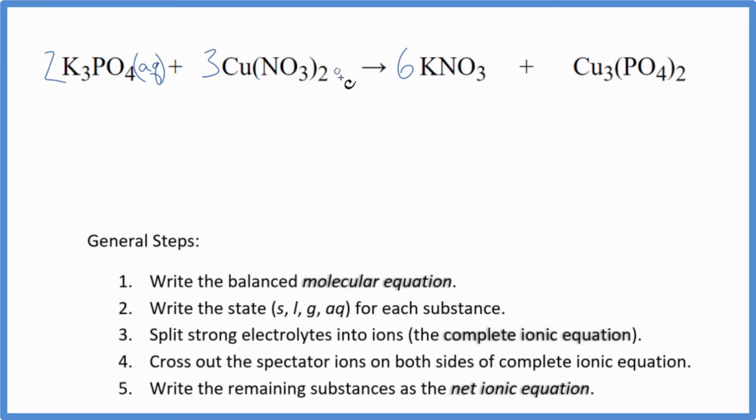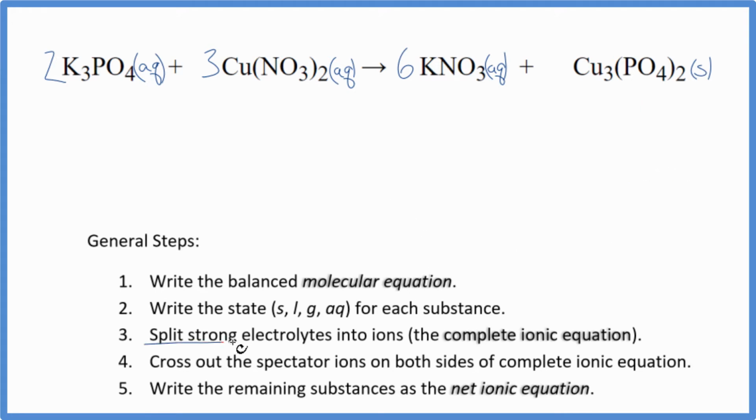Nitrates are very soluble. That'll be aqueous, break apart into its ions. Another nitrate, aqueous, dissociate into its ions. And then phosphates in general, they're not soluble, except for potassium, maybe sodium phosphate. So this phosphate here, the copper(II) phosphate, that's going to be insoluble. That means it's going to be a solid. It's going to fall to the bottom of the test tube as a precipitate in this precipitation reaction. So we have the states.